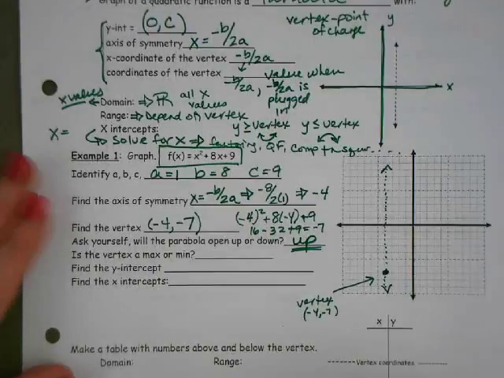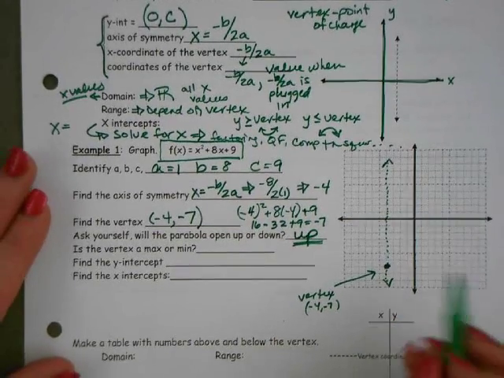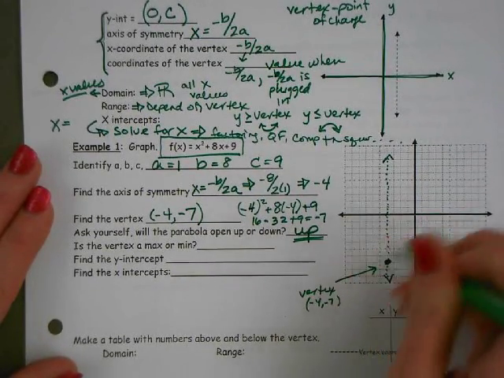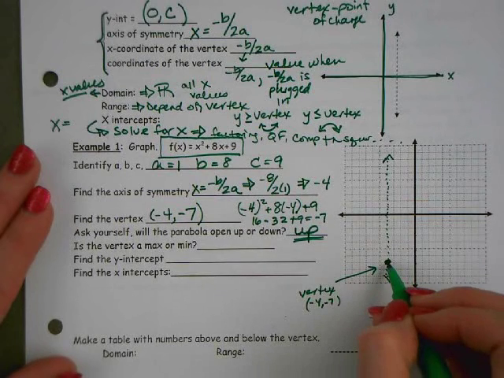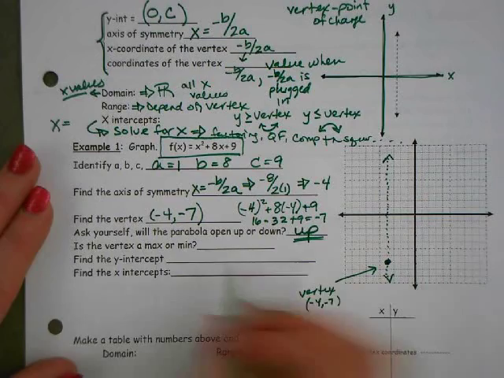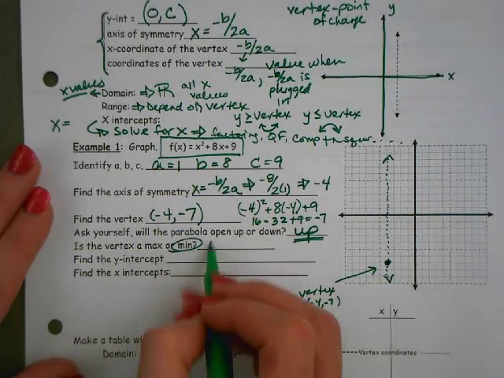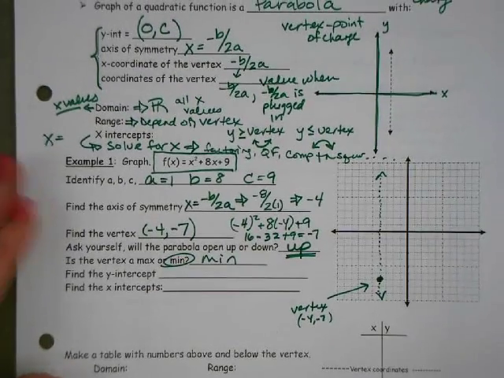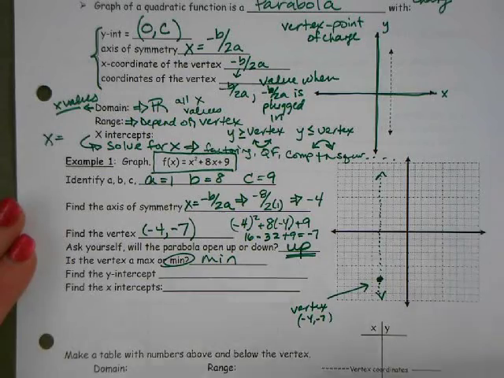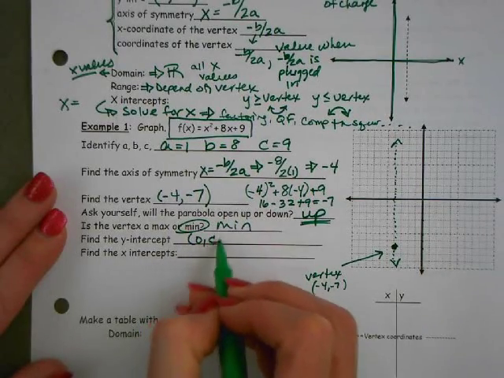When it opens up, that means my graph is going to go this way. So is this the minimum or maximum point I'm going to have? Minimum. When it opens up, the vertex is going to be a minimum. When it opens down, it's going to be a maximum. Now it wants to know the y-intercept, and the y-intercept is going to be that (0, c). So it will be (0, 9).